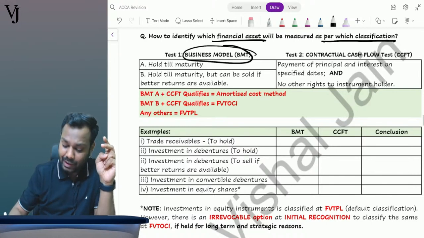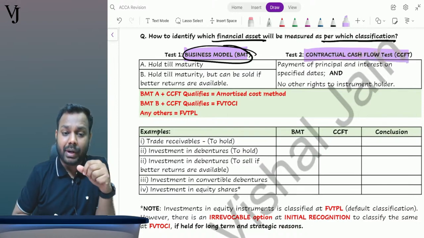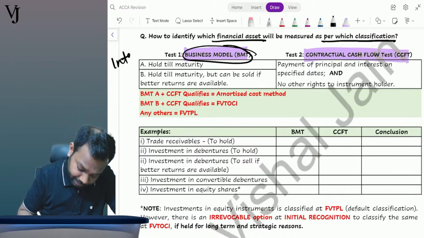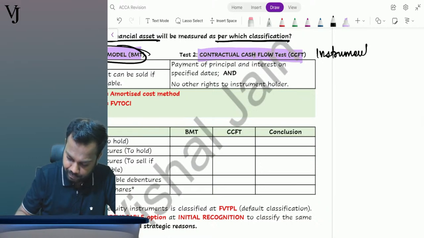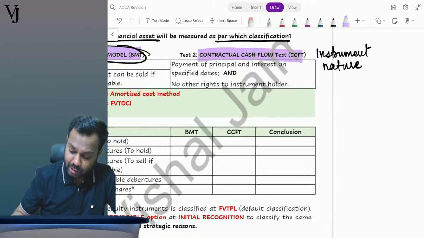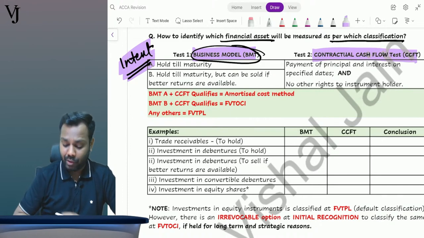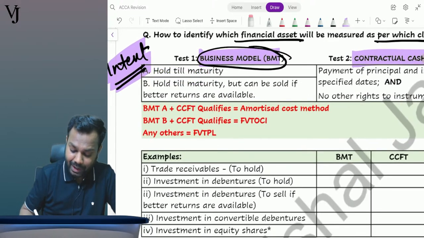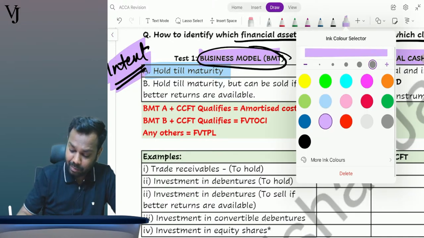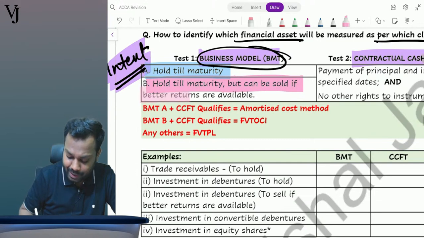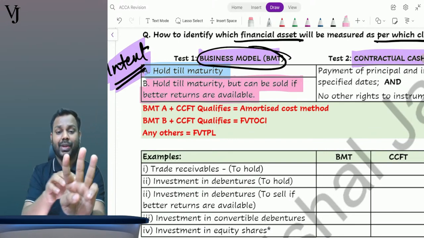There are two tests. One is the business model test and another is the contractual cash flow test. What does the business model test say? The intent of the instrument holder. Business model test means the intent. Contractual cash flow test means the nature of the instrument. We have to assess these two, and then we can classify the instrument as at amortized cost, FVT OCI or FVT P&L. Now, intent. My intent can be to hold till maturity, or to hold till maturity but sell if better returns are available, or the third one, to hold for trading purposes. Understand, intent can be three.